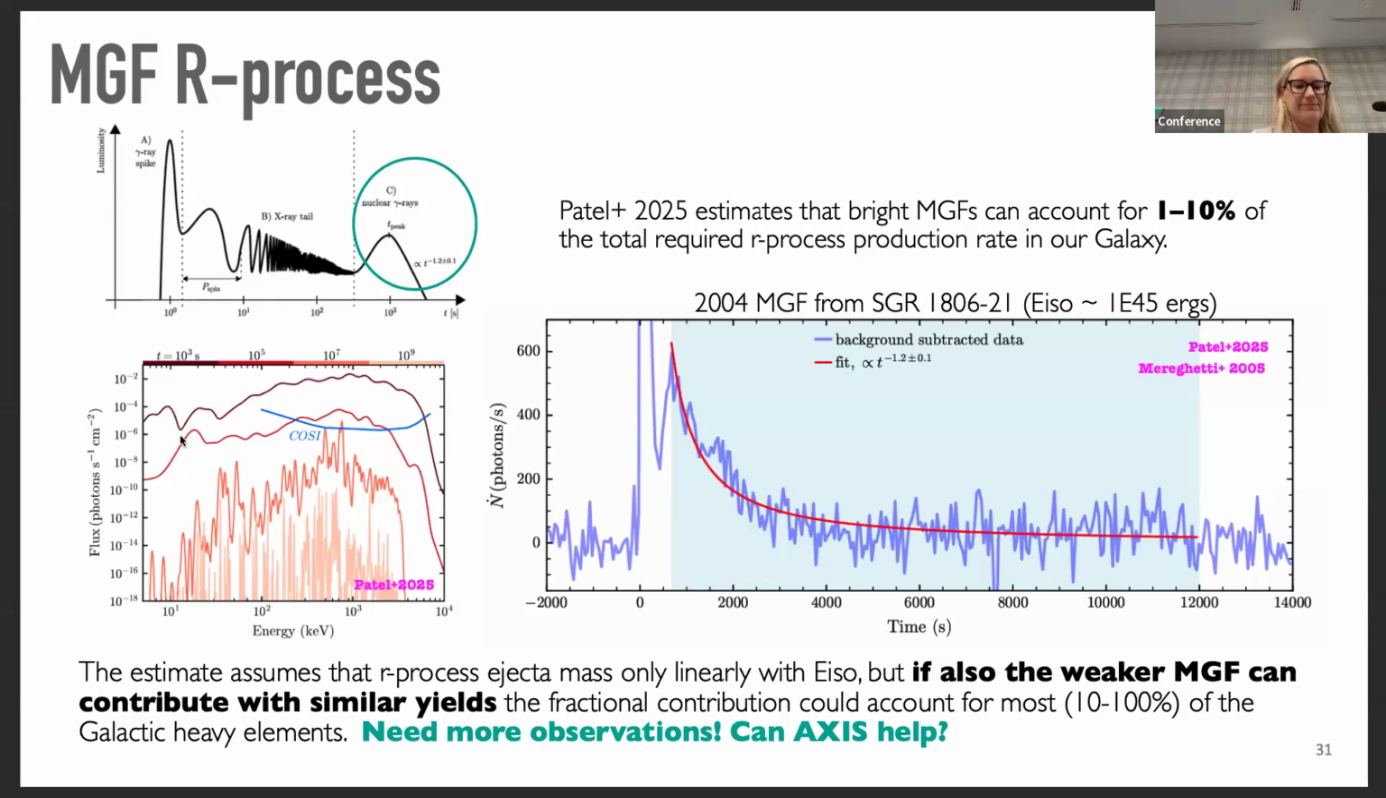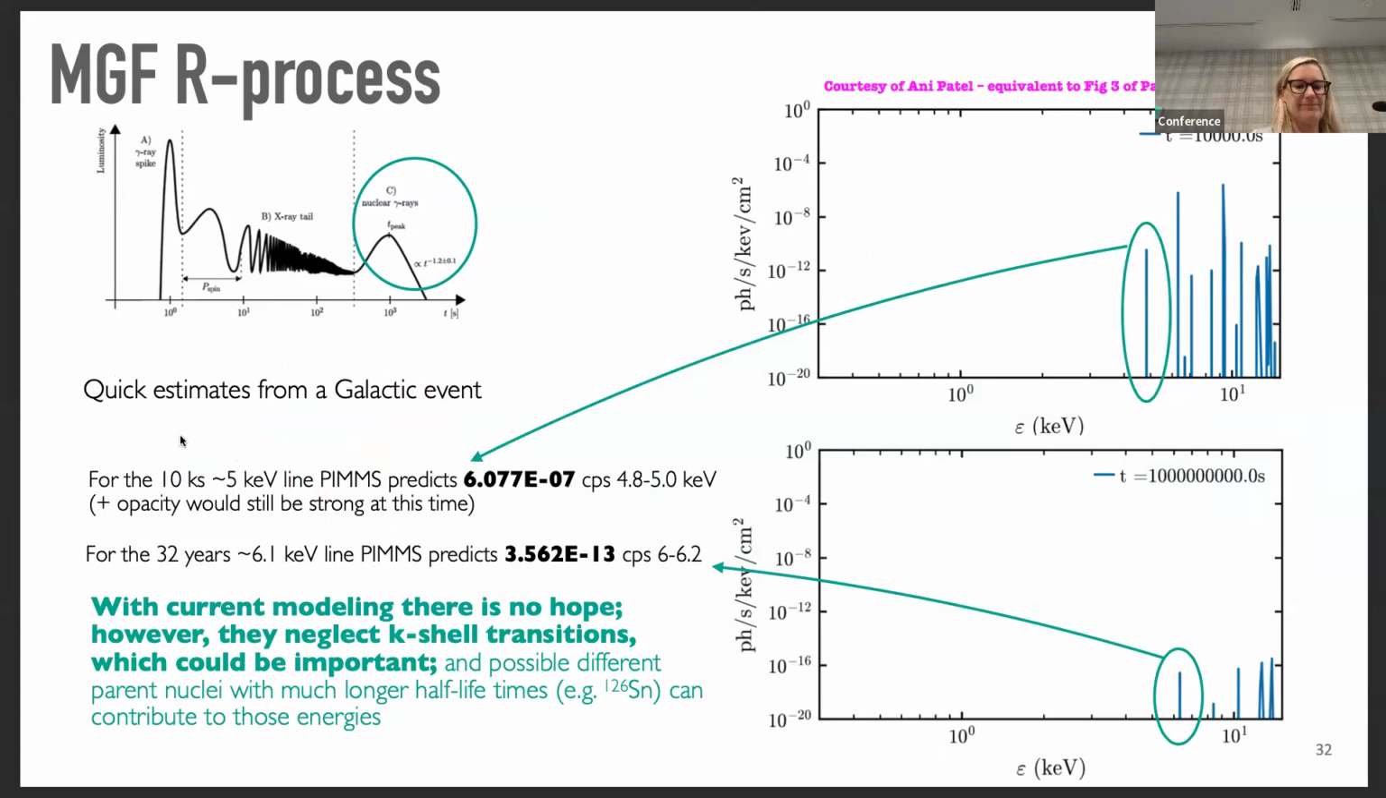But something that we don't know is that even fainter events could produce the same yield of elements. They couldn't explain even the total of it. So we need more observations that AXIS can help with. The answer is unfortunately no. But the current model, which I just asked Patel to extend to lower energies, doesn't account for K-shell transitions, for example. That could be important. So they might still look into this. I don't think the last word has been said on this.